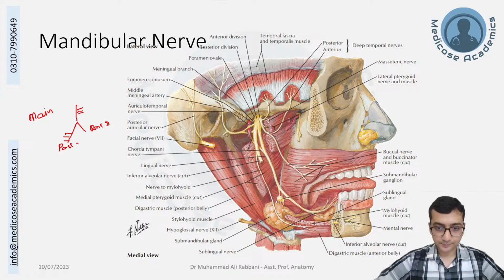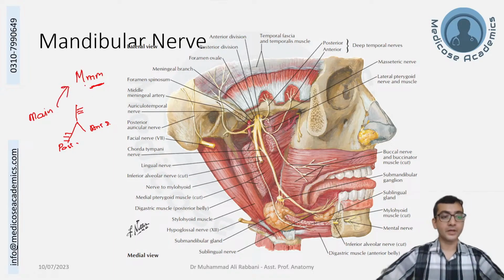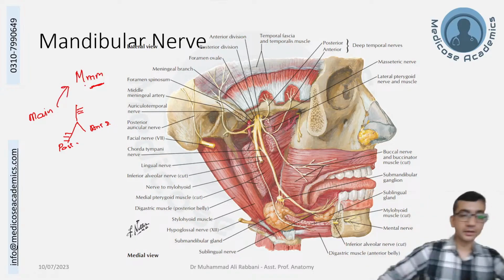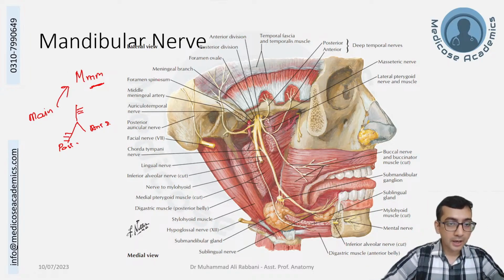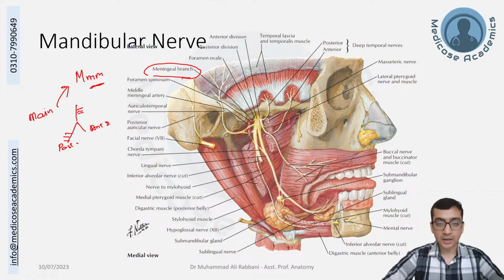Let's talk about the main branches. I like the mnemonic: like when you taste something funny or something tasty, you say, mmm. So this is the mnemonic for the main trunk. The main trunk gives rise to a meningeal branch, and it gives rise to a nerve that is going to the medial pterygoid.